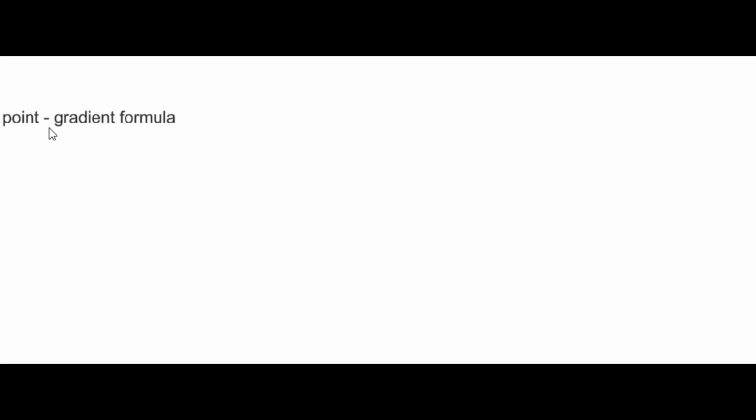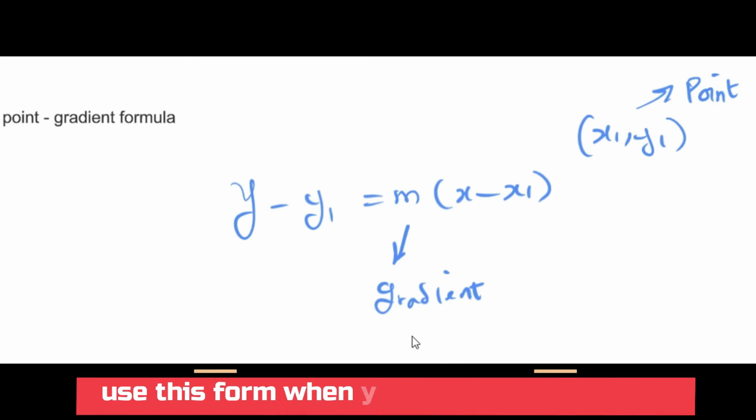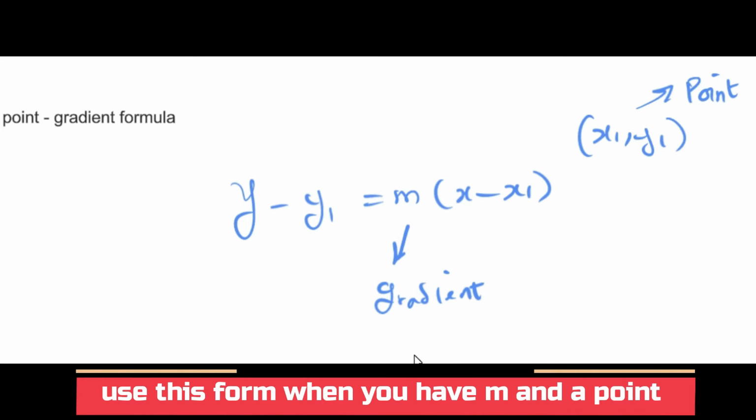Now, the second form, which is the point gradient formula, looks like this, where the x1 and the y1 actually represent a point that passes through the straight line, where your M, as usual, represents your gradient. So if you're able to calculate the value for your gradient, or you're given the value of your gradient, and you also have a point that passes through the equation, you can definitely use this format.